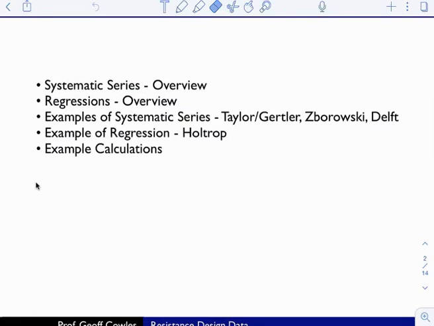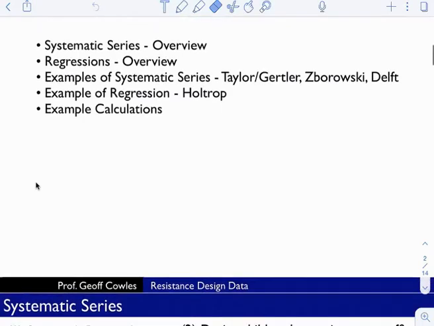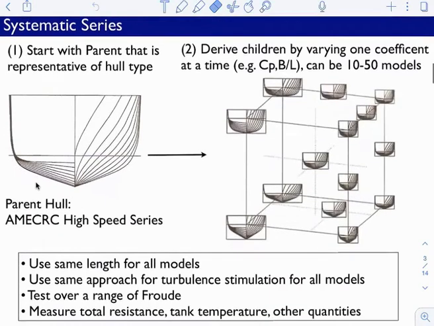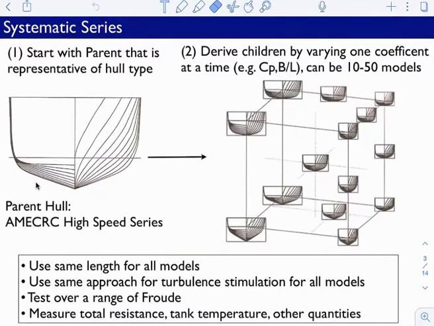We'll start with some systematic series, and then I'll give you an example of regression at the end of these slides. Here's an example of a systematic series, and by systematic I mean systematic perturbations of the hull geometry. So you start with some parent form. So here's the parent hull, and these are these lines.